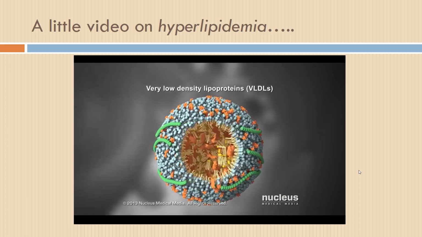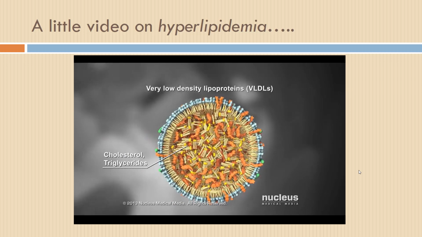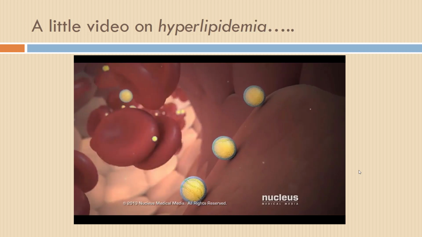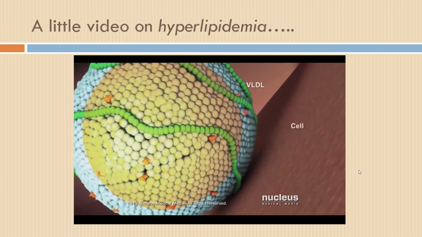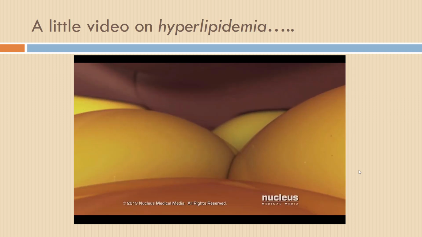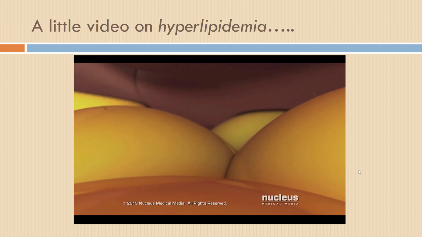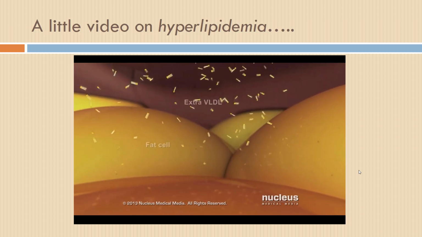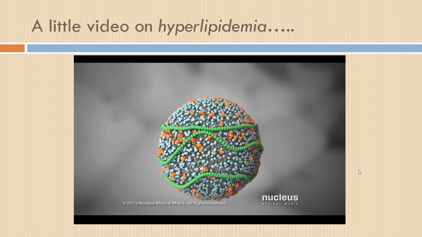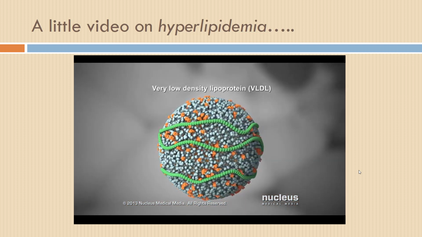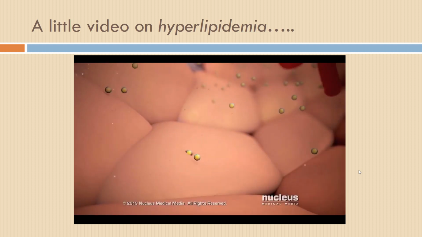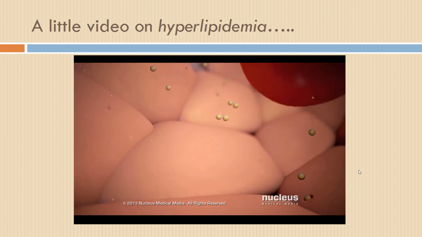These lipoproteins are stuffed with cholesterol and triglycerides. VLDL travels through your bloodstream, delivering triglycerides to your cells, which use them for energy. If your liver makes more VLDL than your body needs for energy, the VLDL stores the extra triglycerides as body fat. After losing its triglycerides, a VLDL becomes a low-density lipoprotein, or LDL. LDL travels through your bloodstream, delivering cholesterol to the cells that need it.